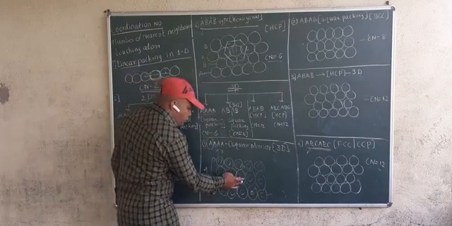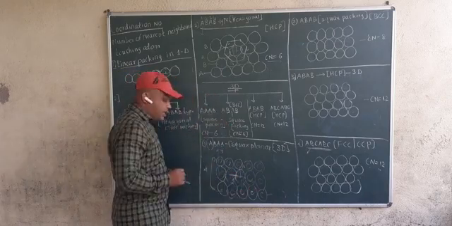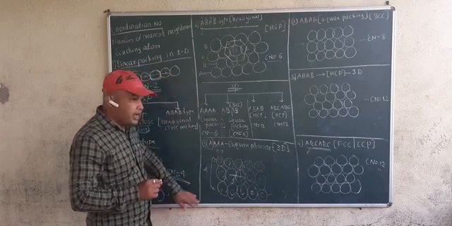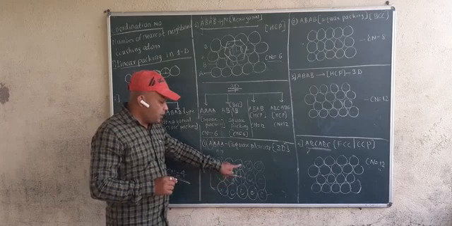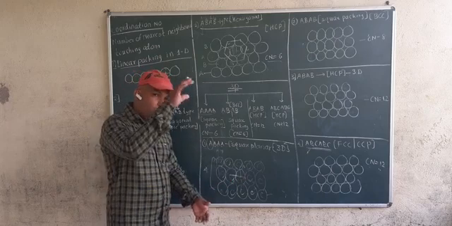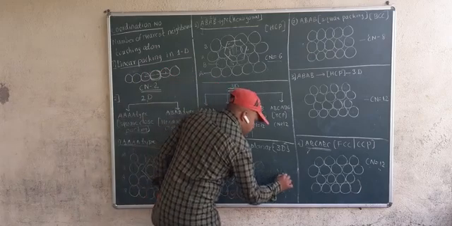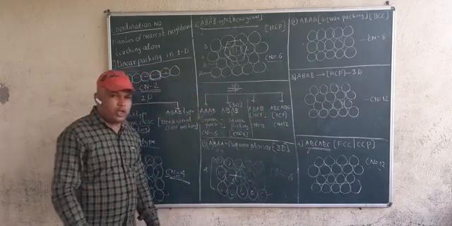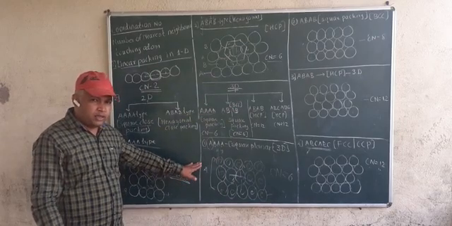Now you know each circle is touching four other circles in 2D. But now in 3D, there are 4 in the layer, one above and one below. So the coordination number of this is 6. Did you understand this? Yes.